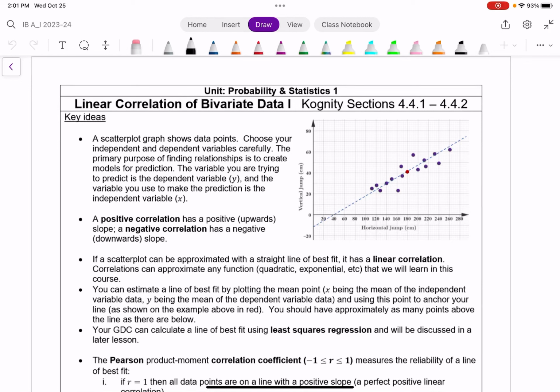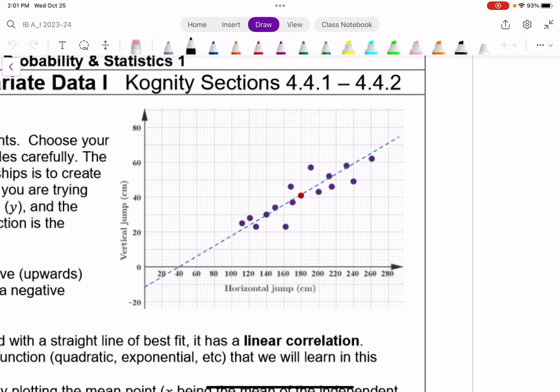So for this, we're starting to look at working with scatter plots and looking at the ideas of correlation in particular. And we'll spend a few lessons introducing correlation and correlation coefficients. But essentially a scatter plot is something like this, and we've seen them before. And we're comparing data between two different sets. In this example here, we're comparing how far someone can jump horizontally to how high they can jump vertically.